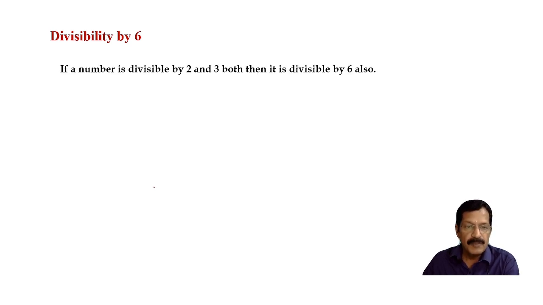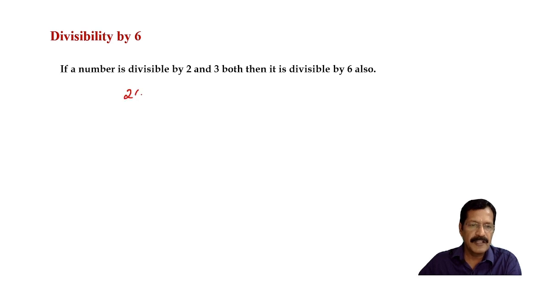Let us check next, divisibility by 6. If a number is divisible by 2 and 3 both, then it is divisible by 6 also. So, if a number is divisible by both 2 and 3, we have to check the divisibility by 2 and divisibility by 3, both. If the number is divisible by 2 as well as divisible by 3, then the given number is also divisible by 6. Let us have an example.